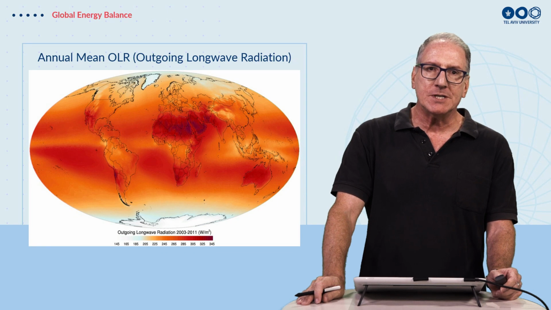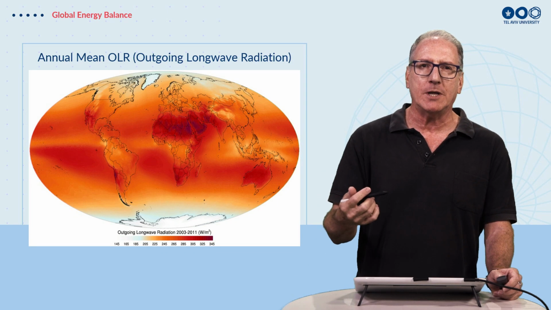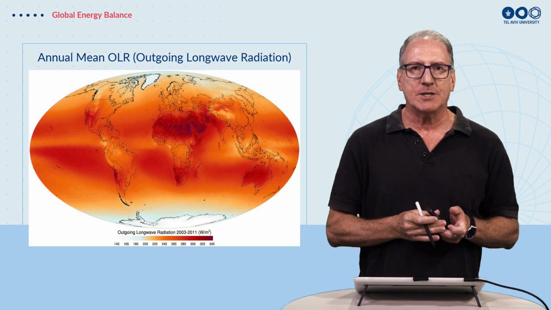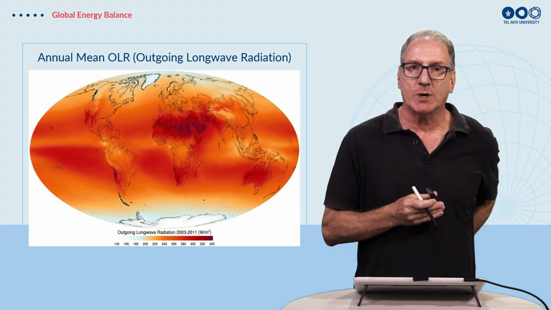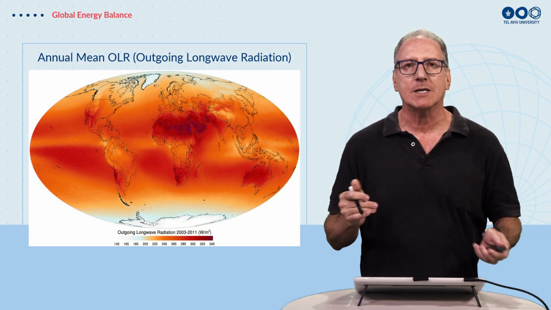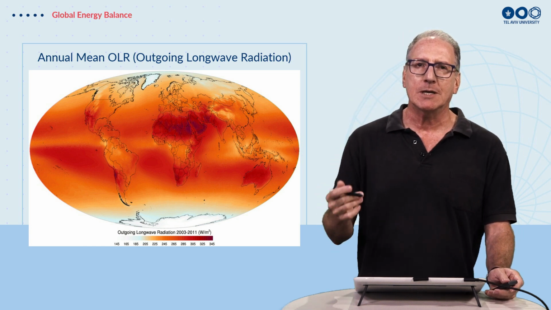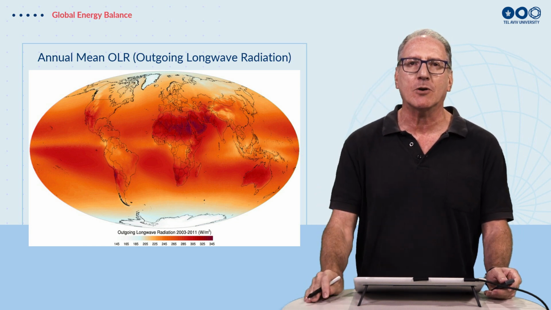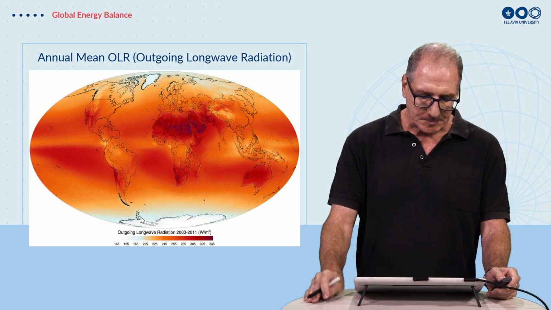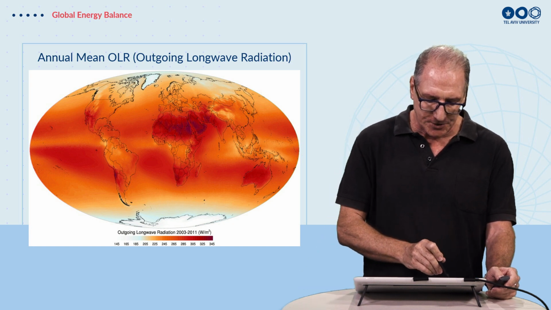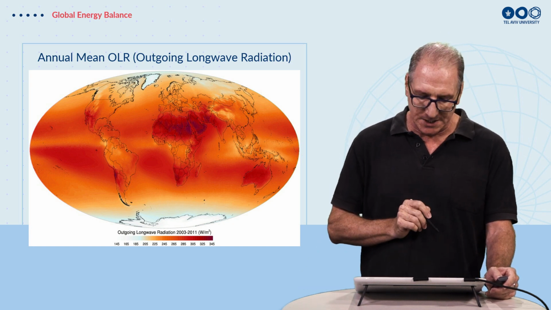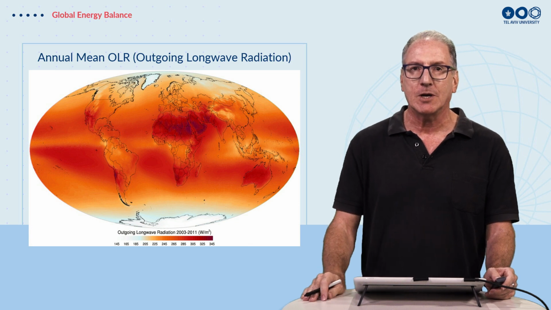So here we can actually see what we call the outgoing long-wave radiation, OLR. And this we can measure from satellites. So we can look down at the planet from satellites and see how much radiation is coming out from every pixel, from every location on the planet. And this color bar goes from about 145 watts per square meter up to 345 watts per square meter.